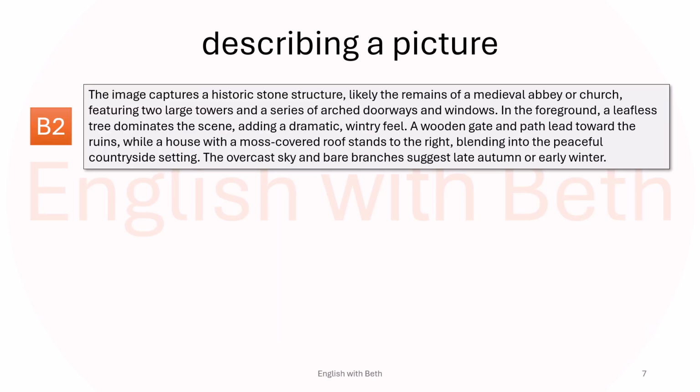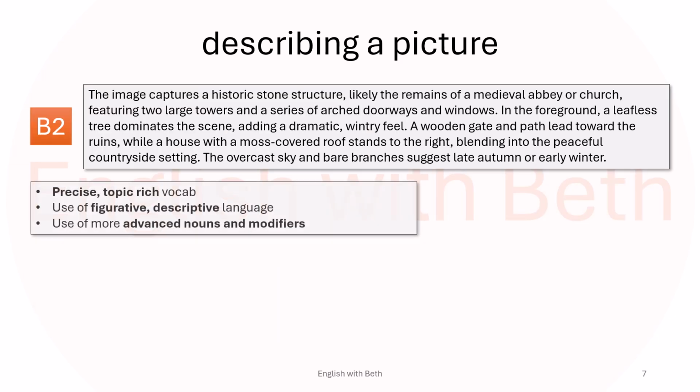So what makes this B2 level? We have precise, topic-rich vocabulary. So we've got historic, medieval abbey and arched doorways. Use of figurative and descriptive language, so the tree dominates the scene and adds a dramatic wintry feel. And we have use of more advanced nouns and modifiers, so moss-covered roof and an overcast sky.